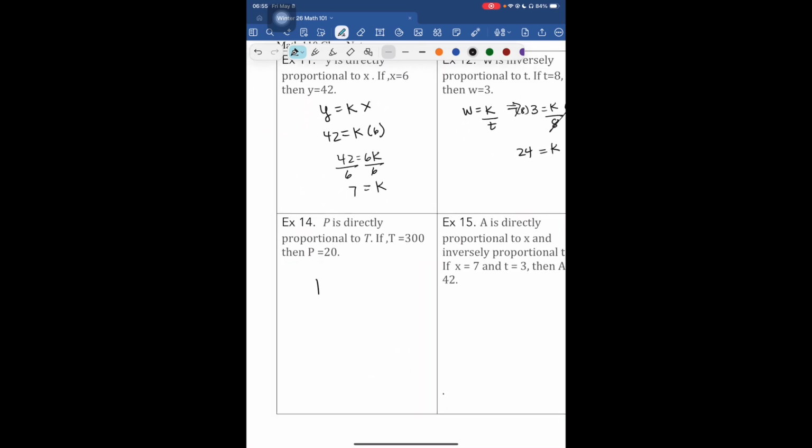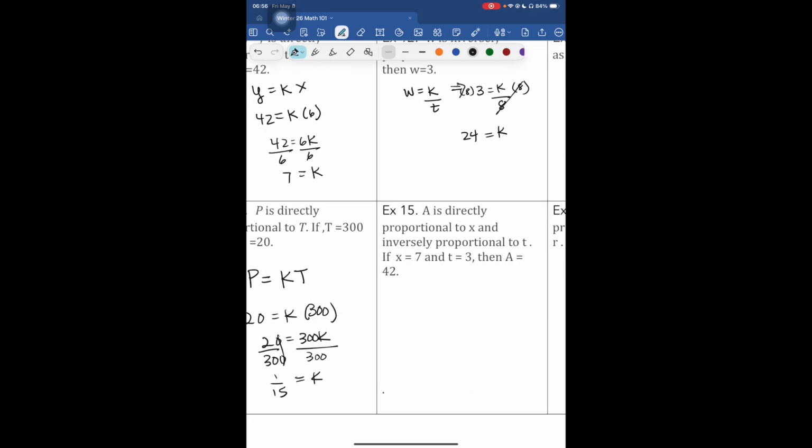Okay, P is directly proportional to T, and P is 20 and T is 300. So let's rewrite it as 20 equals 300k. Divide by 300. Divide by 300. And k is going to be equal to 1 over 15. You can also use the calculator and get the decimal if it asks you to round to the nearest tenth or hundredth.